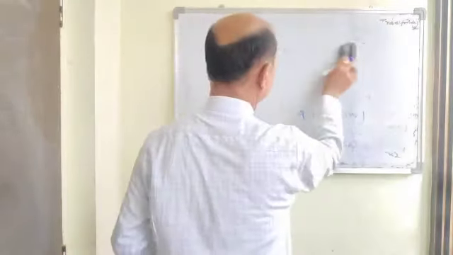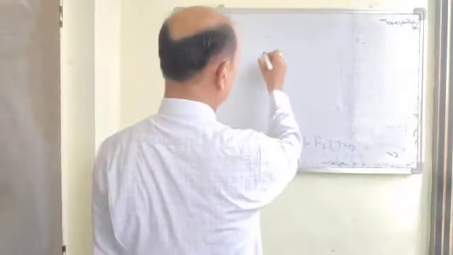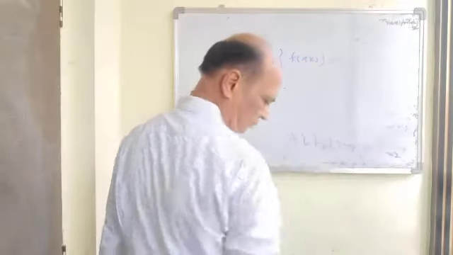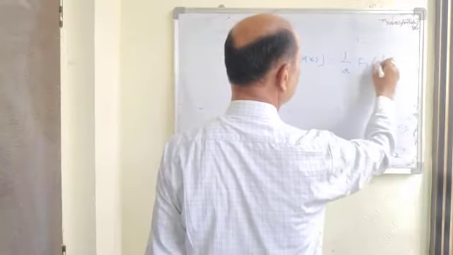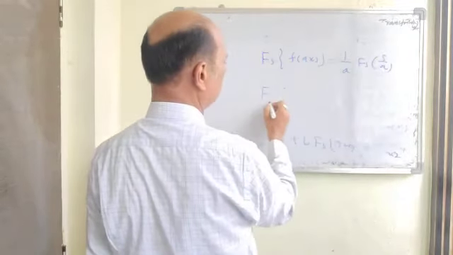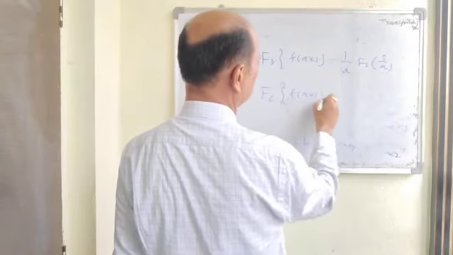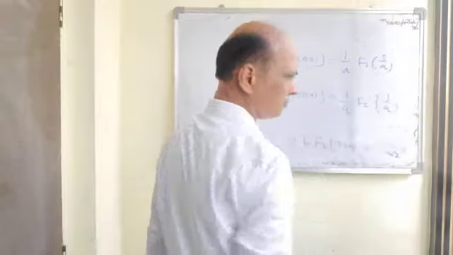Similarly, there is a shifting property also, or change of scale, that is Fs of f(ax). So that will be 1 upon a Fs of s by a. Or similarly for the Fourier cosine transform, that is Fc of f(ax). So that will be 1 upon a Fc of s by a.